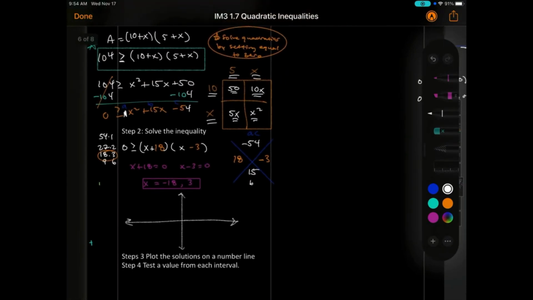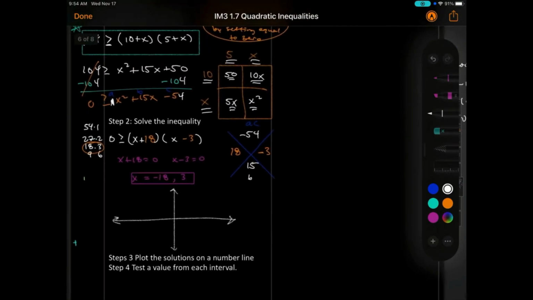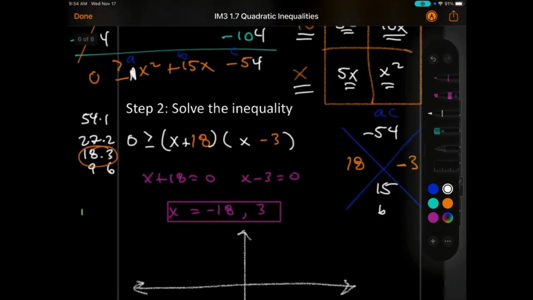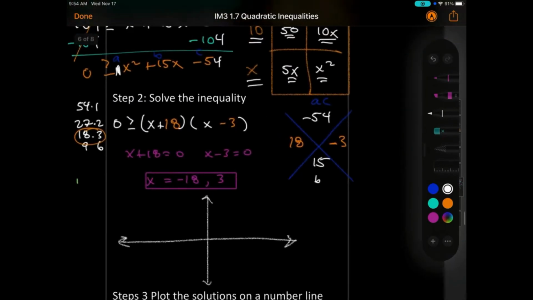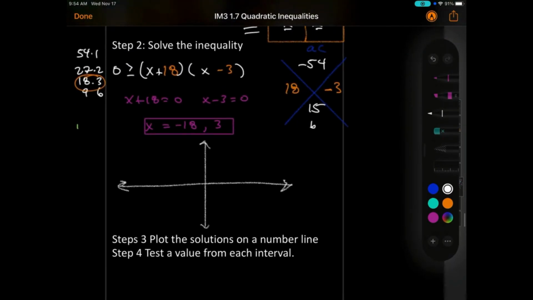And I know the parabola is facing up because a is positive. I know the c value is negative 54. And in pink, we just had 3, and let's say this is 18. So my parabola is probably going to look something like this. Okay.